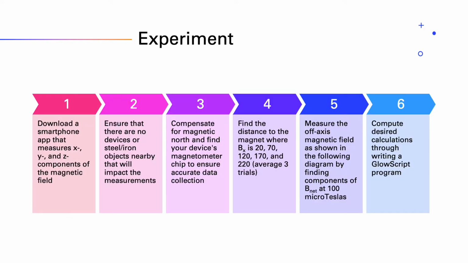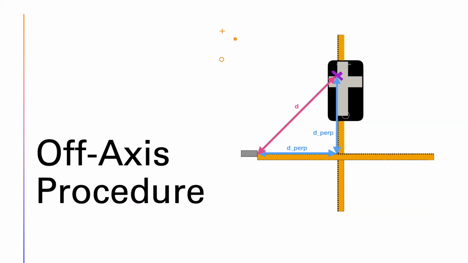So the experiment, and I'm not going to go into a ton of detail on this because I've already touched on it. Basically, we're using a magnetometer app and trying to compensate for external magnetic fields as much as possible. Then we record some on-axis values and some off-axis values to come up with a dipole moment to use in further calculations. And here's a picture of the off-axis procedure. You have your phone parallel to the magnet at first, and then you move it north a little bit more to have that perpendicular section there.